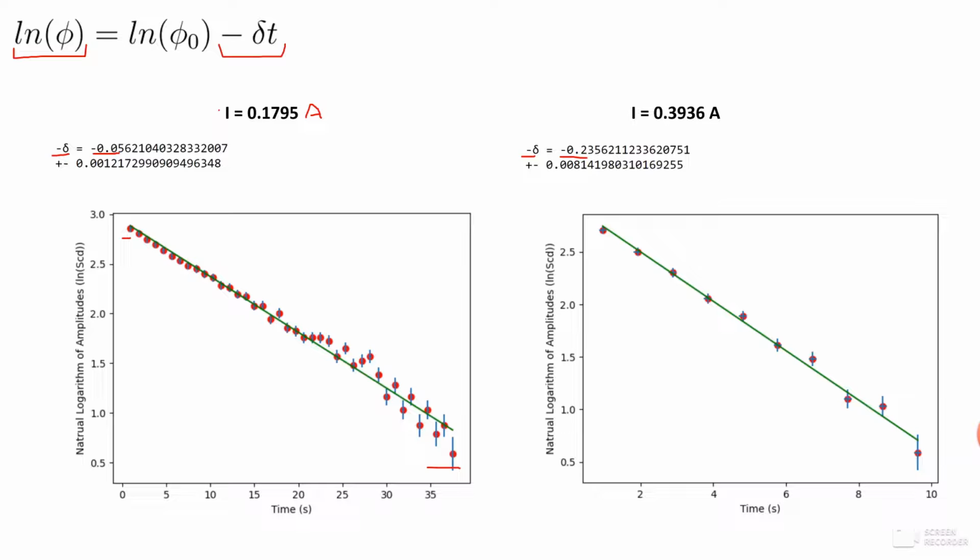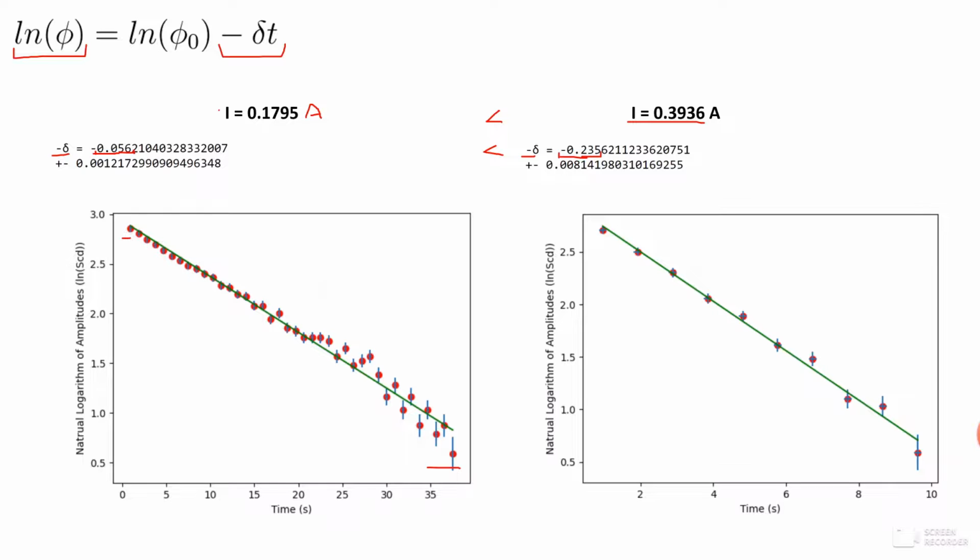So here we can see two things. One, they do follow a straight line. And secondly, which will be important for the second part of the experiment, we can show here that the bigger the current, so for example this one, the bigger damping constant we will get. Here it was 0.235, etc. And here it was only 0.056. So therefore, when one increases, the other one increases as well.